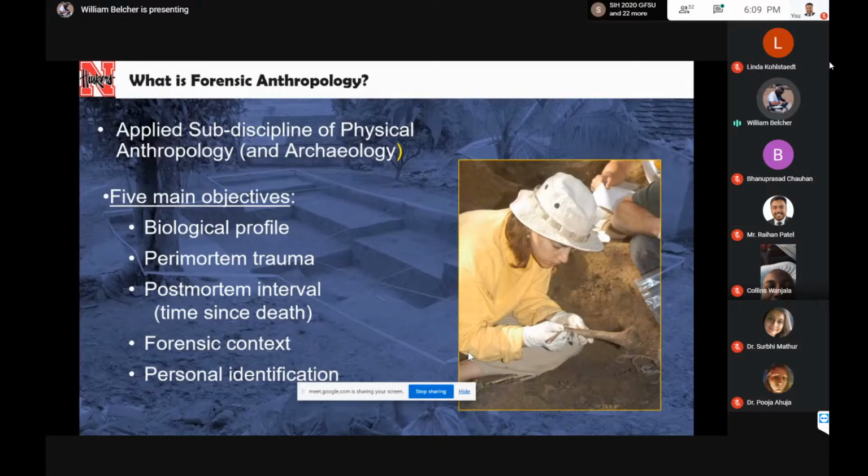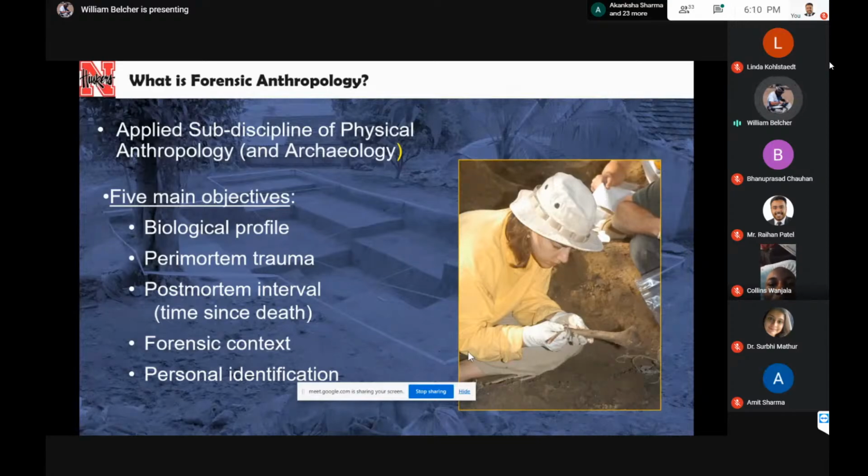So forensic anthropology and archaeology is this applied subdiscipline of physical anthropology, but we have 5 main objectives. And I'm not going to go through all of these because I actually gave another lecture last month at the Sherlock Forensic Science Institute concerning the biological profile, how we do that. But I'll talk a little bit about this. But we have 5 main objectives.